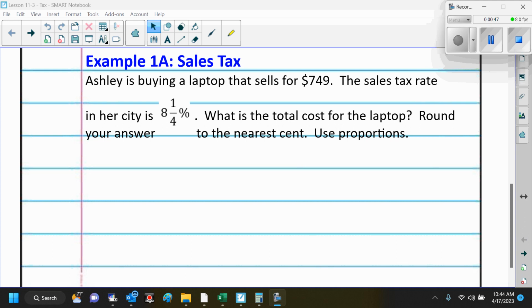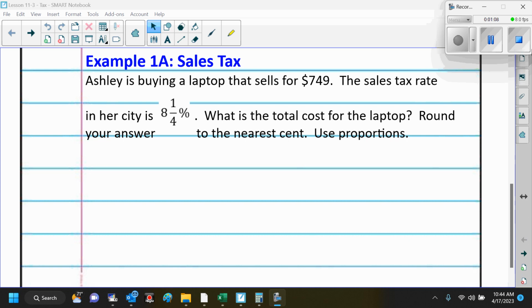Or we can solve, just like they did in the video, using an equation. All right, example 1A, sales tax. It says Ashley is buying a laptop that costs $749. The sales tax rate in her city is 8 1/4%. What is the total cost for the laptop? And we want to round our answer to the nearest cent, okay?